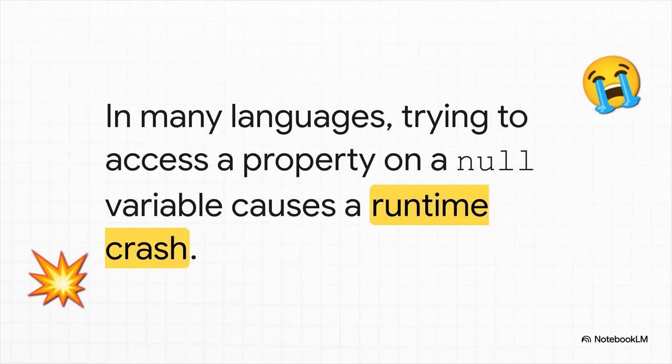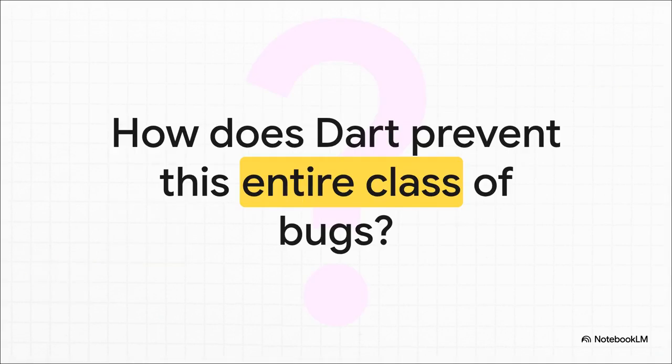Now, let's talk about a moment of pure pain that every single one of us has felt as a developer. You have an object, let's say a user, and you try to get their name. But what if that user doesn't actually exist? What if the variable is null? In so many languages, that's it. Your app just grinds to a halt. Boom, crash, game over. This is one of the biggest sources of bugs out there.